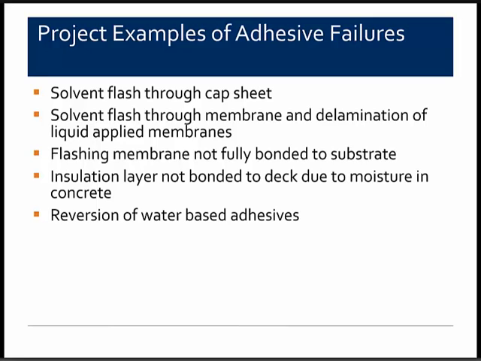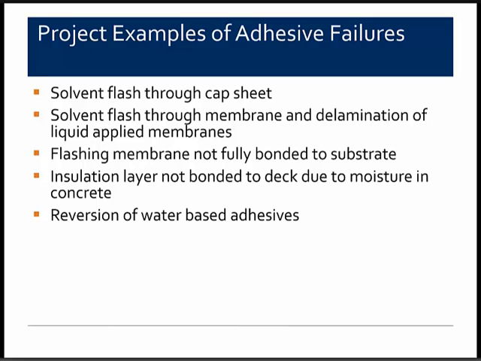So that should be one of the items to consider, is that the manufacturer could be the root of the cause. We've also seen solvent flash through membranes where it's caused the delamination of any kind of liquid flashings that were installed on the cap sheets. We've seen flashing membrane not fully bonded to the substrates. We've also seen the insulation layers not bonded to the deck because of moisture in the concrete, whether the moisture was there prior to installing the adhesives or whether it was just the moisture drive from below.